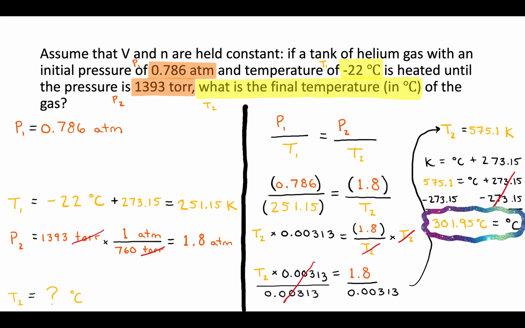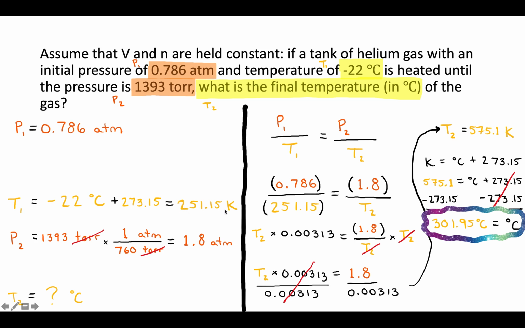Now, does that make sense? Well, what happened to the pressure? The pressure went up. It went from 0.786 to 1.8. And pressure and temperature on opposite sides of a fraction are directly related. So, if the pressure goes up, the temperature should go up. And lo and behold, it did.